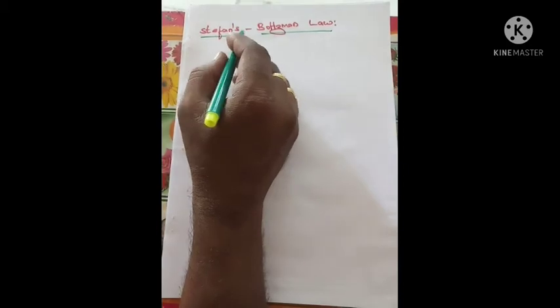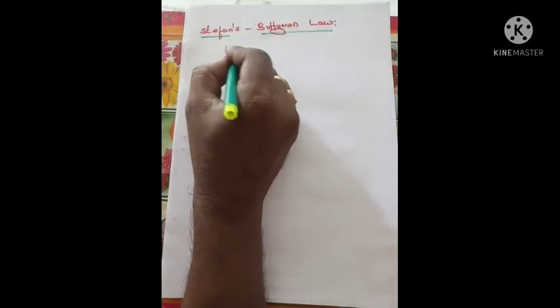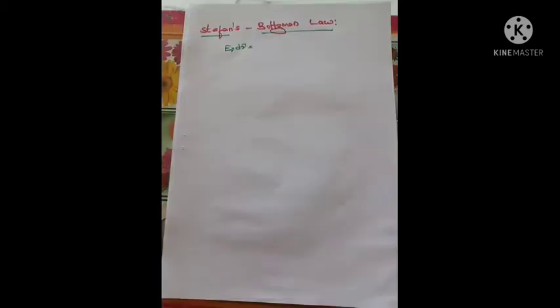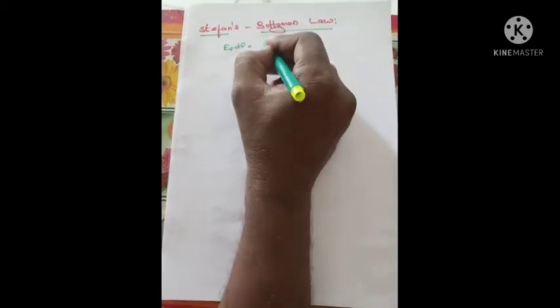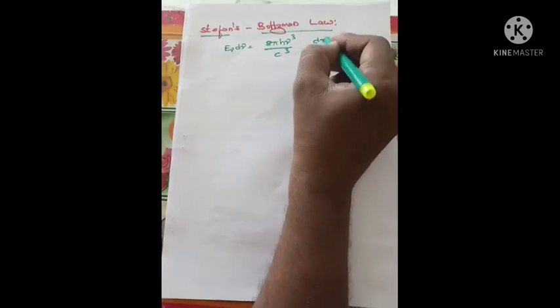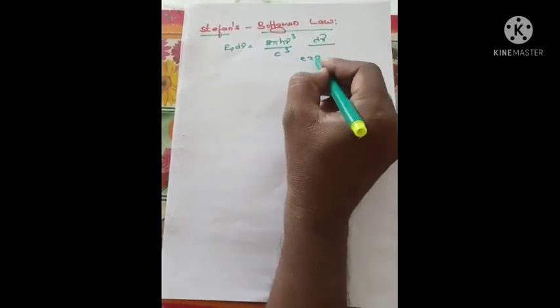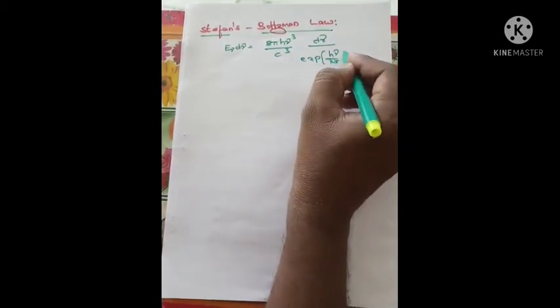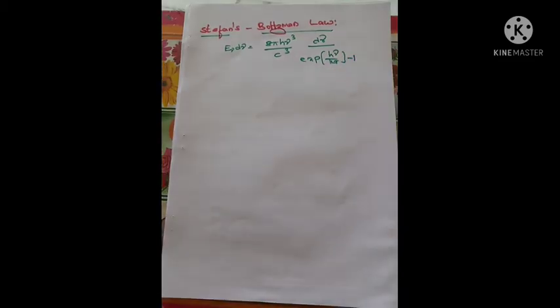We know that according to Planck's law, in terms of frequencies, E nu d nu equals 8 pi h nu cube by c cube into d nu by exponential, that means e to the power of h nu by kT, minus 1. So this is Planck's radiation law in terms of frequency.